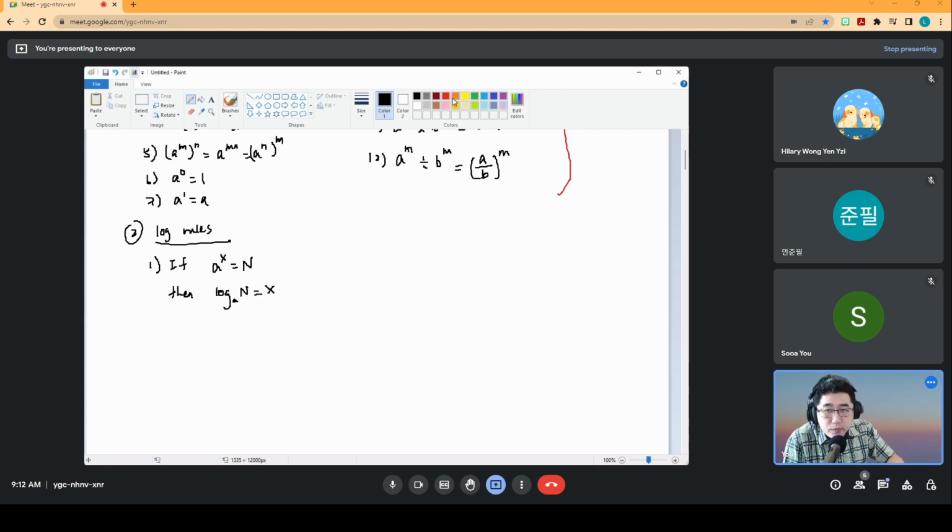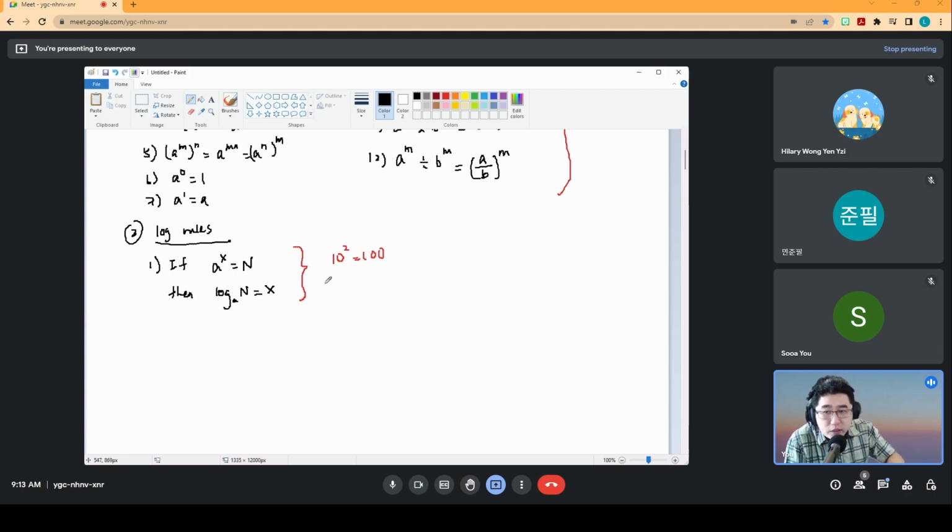But there will be some students who have difficulty remembering this. So there is one of the best ways to remember it. All students know the value of 10 power 2 equals 100. So how do we memorize it and write it in the form of log?